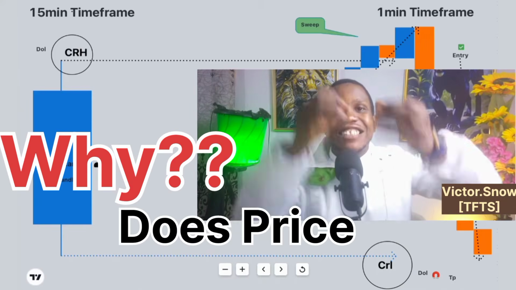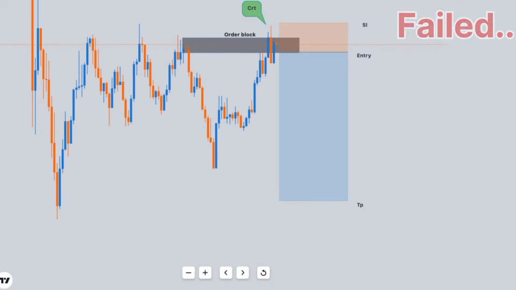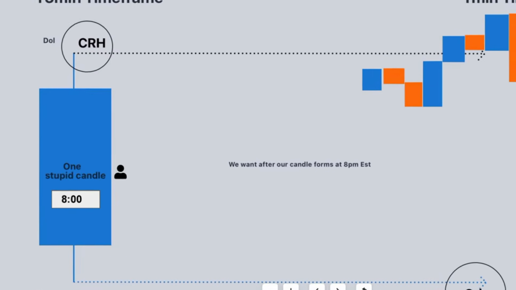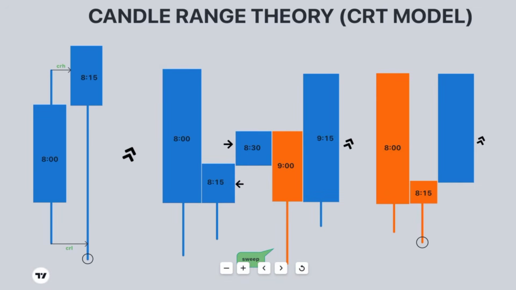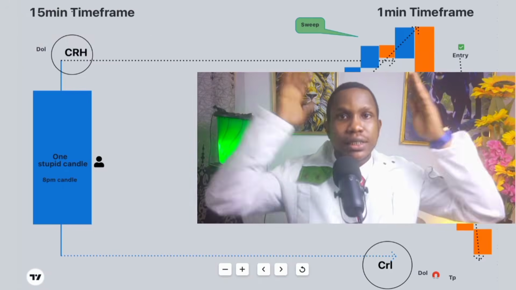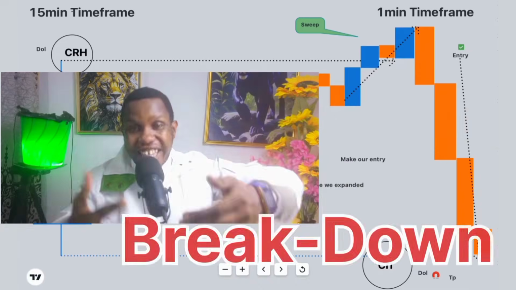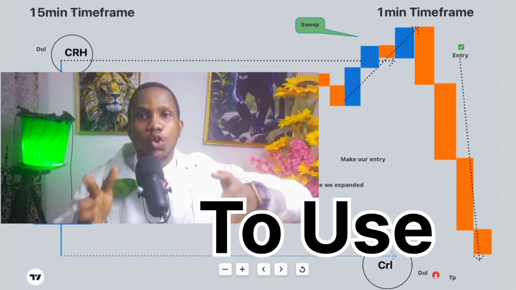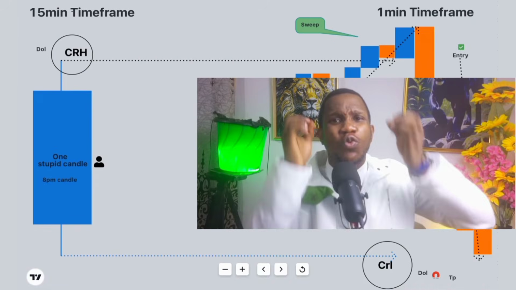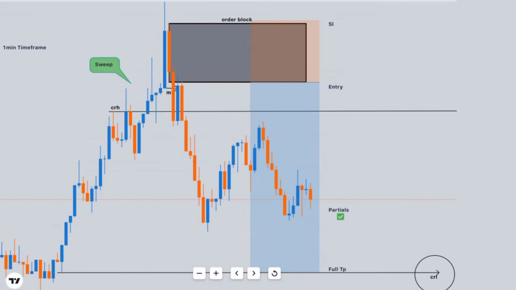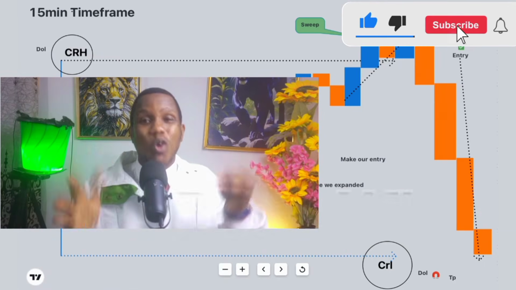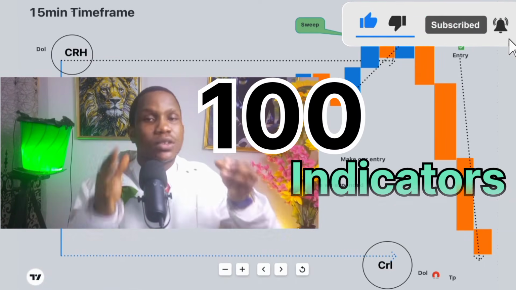Why does price reverse after you enter a trade? Because banks hit this 8 o'clock candle scalping strategy from you. Today I will show you how to spot this candle step by step. We break down the exact timing to use, using this 5 RR trade I took, using 20 trades I took. We show you how to avoid traps. This one stupid candle does what 100 indicators can't.